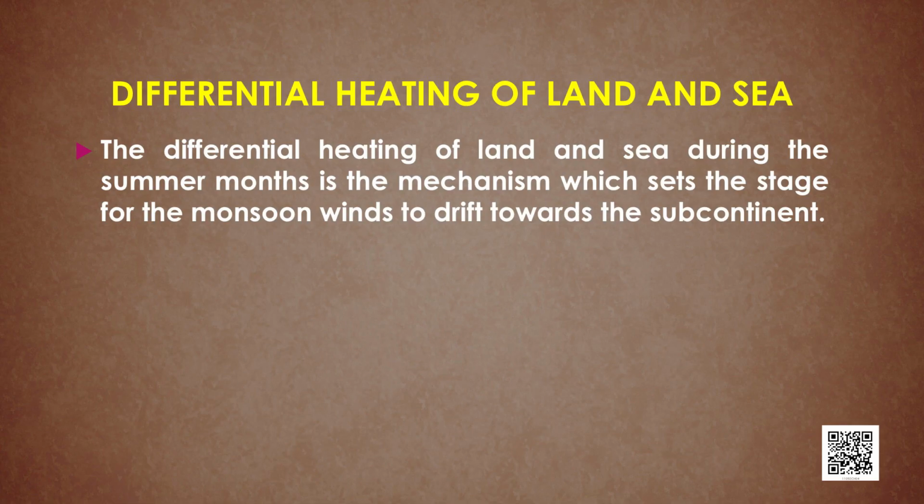So, what was the main cause I told you yesterday in the previous session? That the differential heating of the land and the sea during the summer months. You remember the northwestern part of India experienced temperature more than 45 degrees Celsius, isn't it? So, this mechanism sets the stage for the monsoon winds to drift towards the subcontinent.